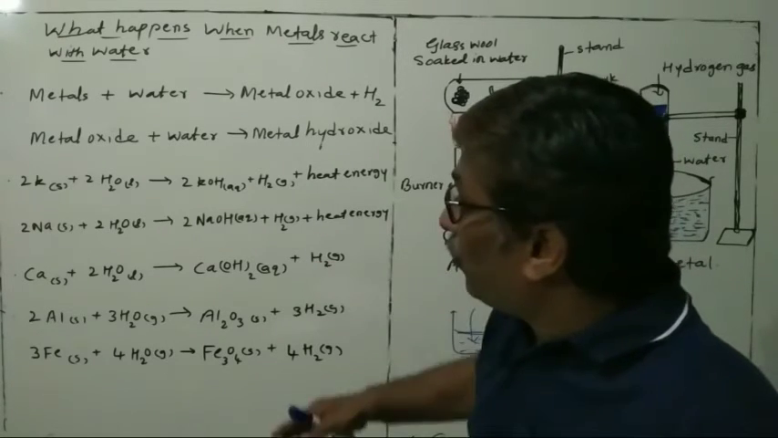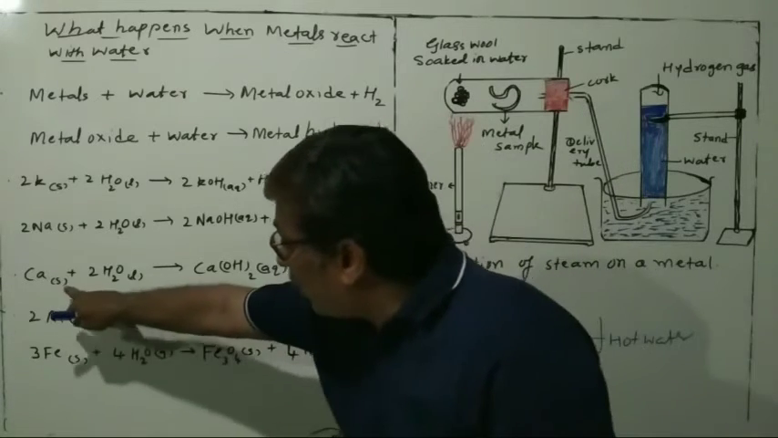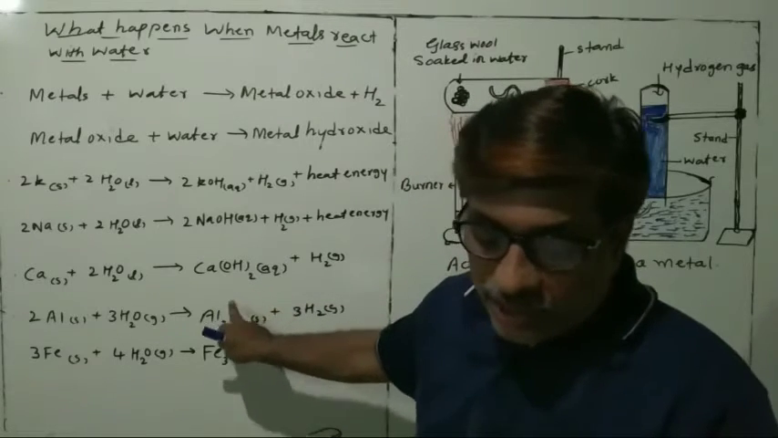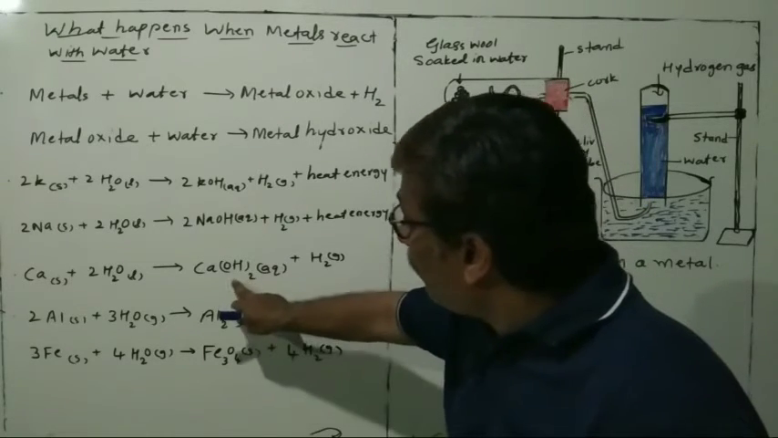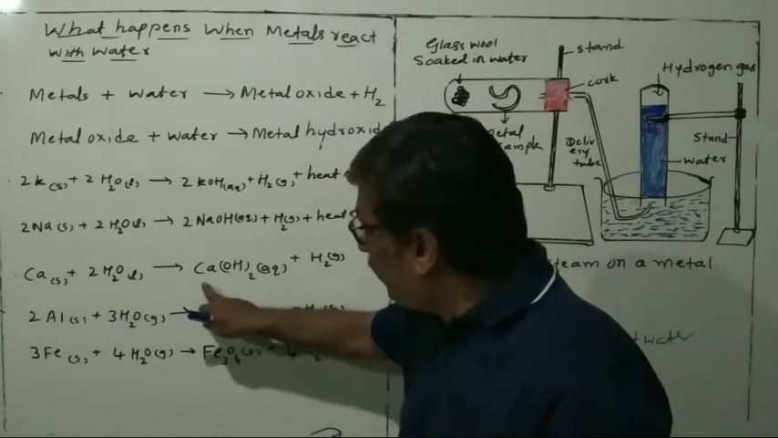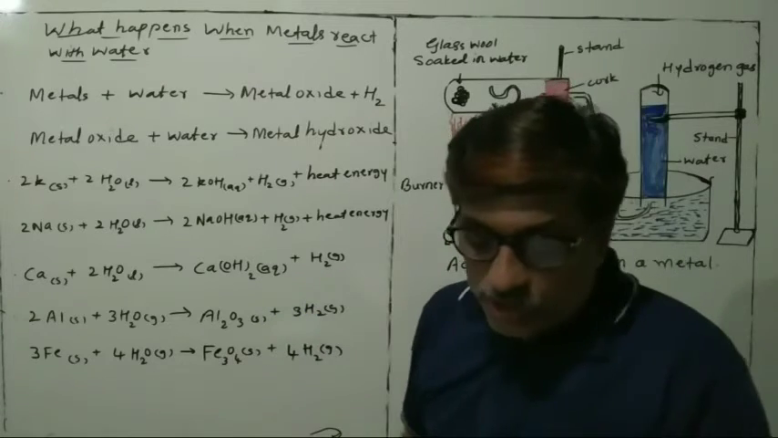Okay, now next one, calcium. The reaction of calcium with water. See, calcium with water produces calcium hydroxide. What will that be? Calcium hydroxide. Calcium is a solid, water is a liquid, and calcium hydroxide is in the aqueous form, and it releases hydrogen gas.